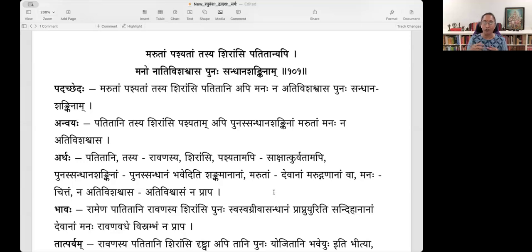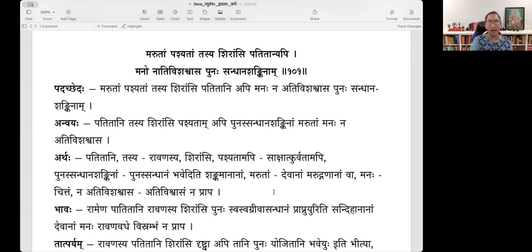Vishwasiti, one who believes in it. Ati vishwasiti, one who completely believes in it. Na ati vishashvasa, this is in little akara. They did not completely believe that he had fallen down because they feared that it would come and join again. Punasandhana shankinam, like Jarasandha. The moment you split him, he will again roll back and connect, because he was already a split person who was joined by a Rakshasa, by Jara.